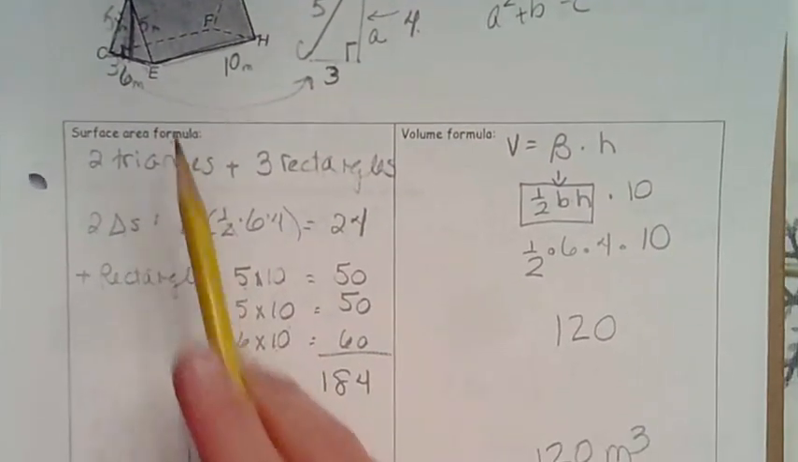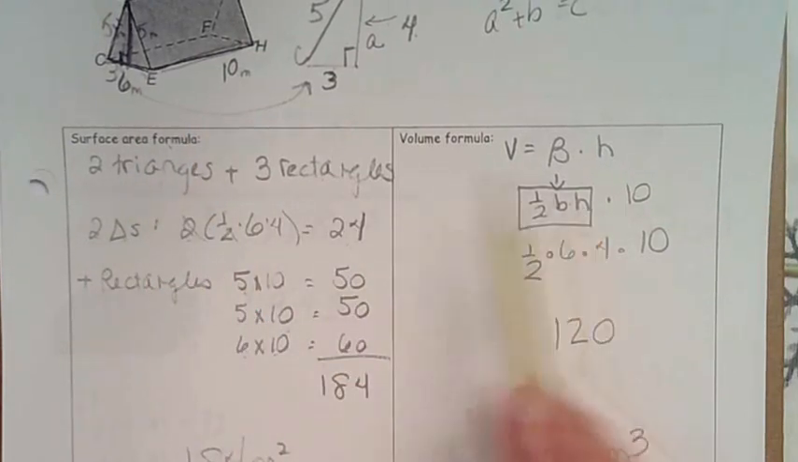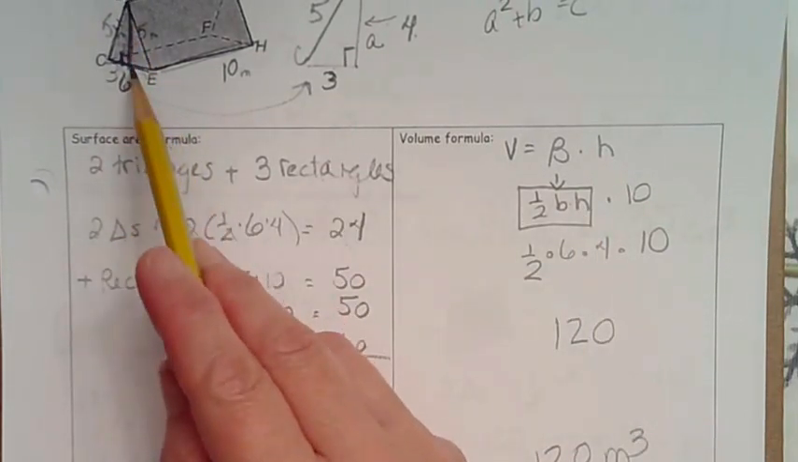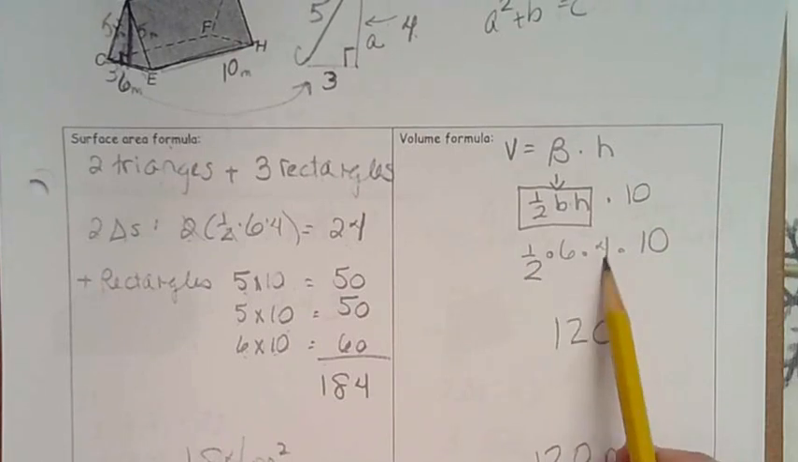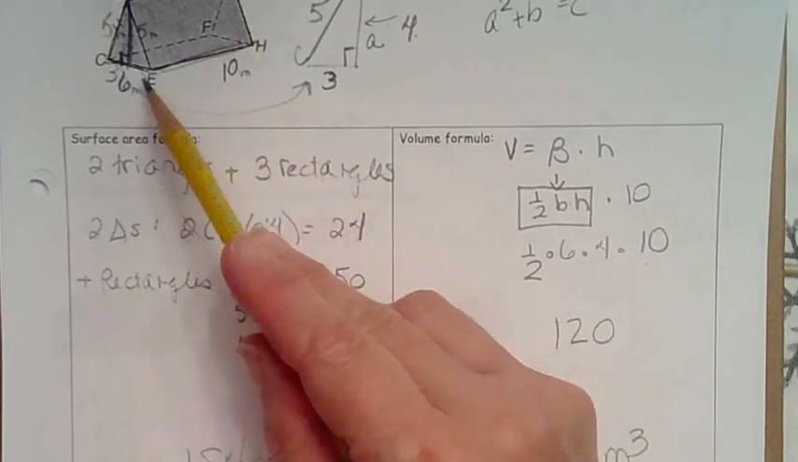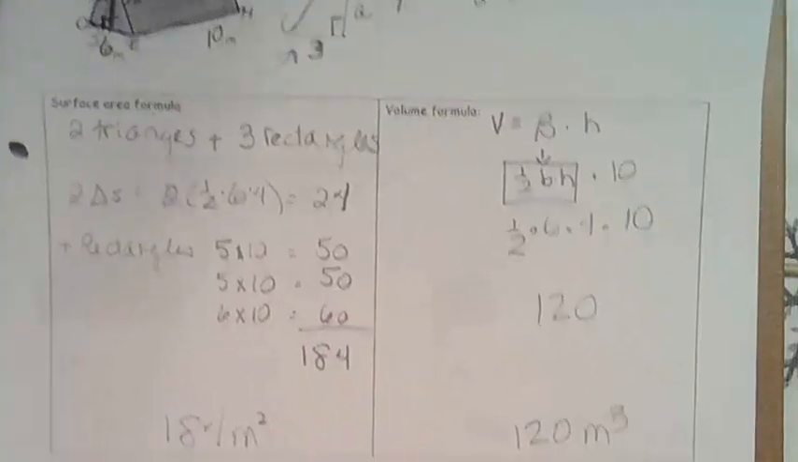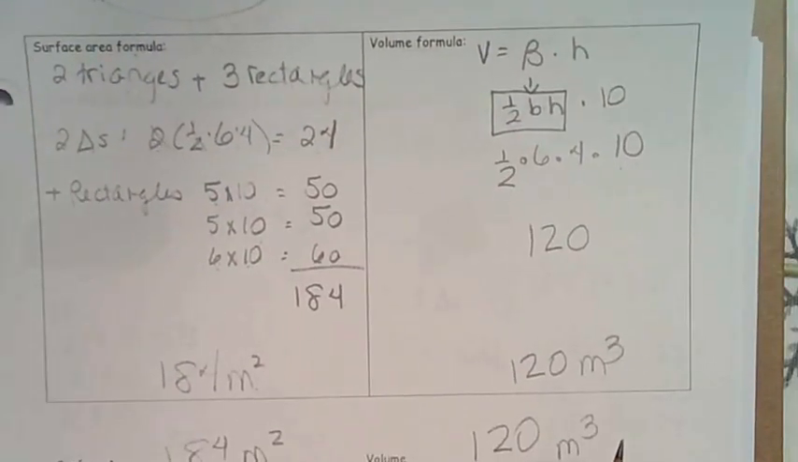Okay, so now I come back to over here, and I have base times height. Well, my base is 6 and my height is 4. So 1/2 times 6 times 4 times my long height, which right here is 10. So times 10. Figure that out, it's 120. So 120 meters cubed is my final answer there.